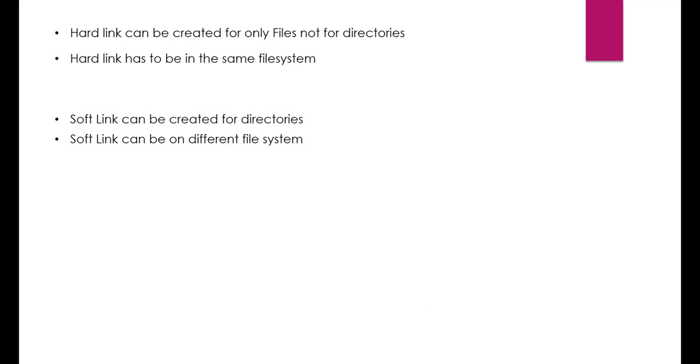There are some limitations on hard links. A hard link can be created only for files, not for directories, which means you cannot create a hard link for directories. You can only create one for files. The other restriction on hard links is that you can create a hard link only in the same file system. It cannot cross the file system. Whereas a soft link can be created for directories and it can also be created on a different file system. We will be going through the practical session of soft link and hard link in the next video.